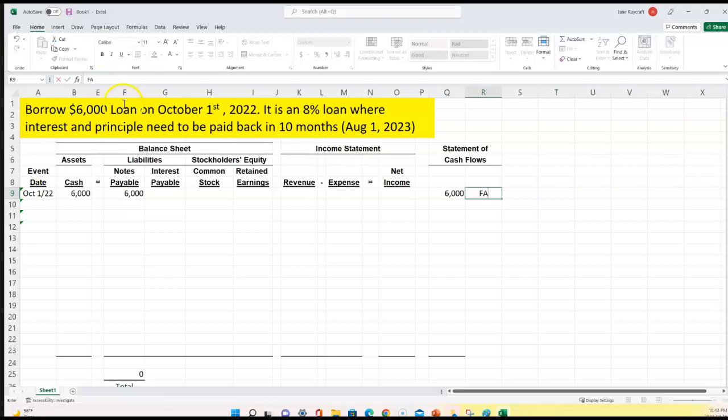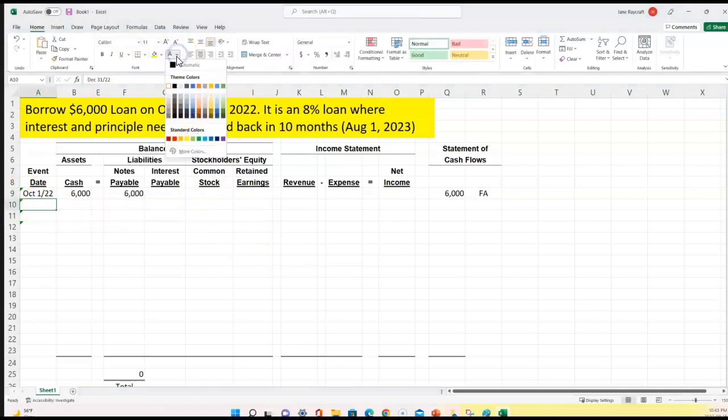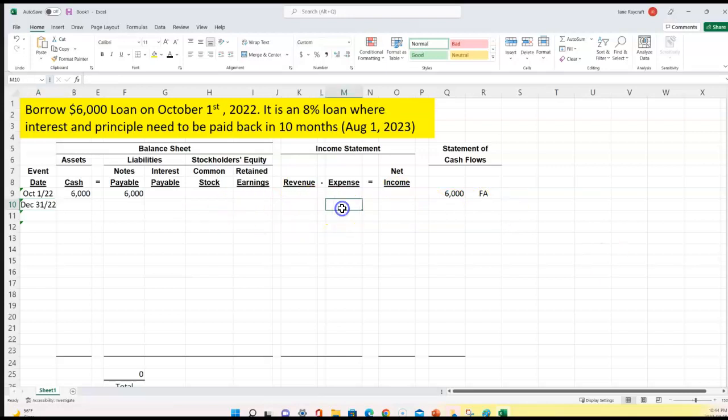Now, next thing we'll have to worry about for this particular loan is December 31st. When we make those adjusting entries, when we make sure that our income statement and balance sheet are super, super correct. So we have to show everything we've used on our income statement. And remember, we calculated the interest expense at $120.